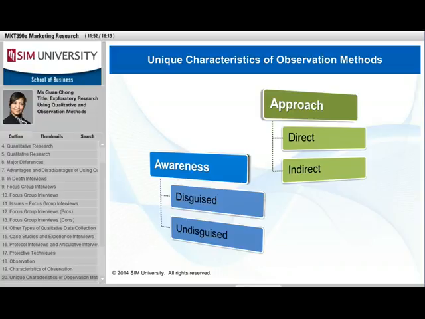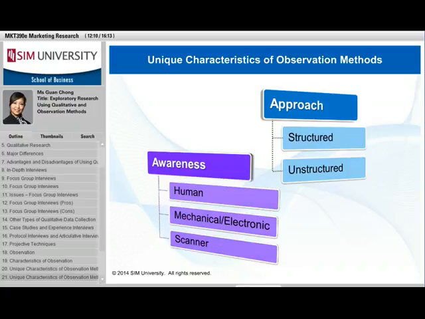Awareness refers to the degree to which subjects consciously know their behavior is being observed and recorded. When subjects are unaware, the observation is termed disguised. For example, mystery shopping is a disguised observation technique. Structure refers to the degree to which the behaviors or events are known to the researcher prior to the observation. Unstructured observation is that which places no restrictions on what should be recorded. Types of observation methods include mechanical electronic observation devices, scanner-based panels, scanner technology, and clickstream behavior.